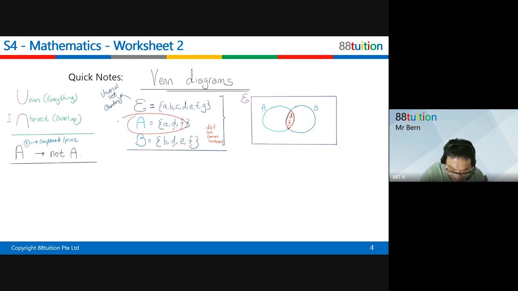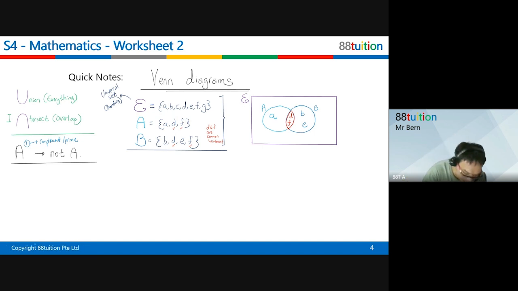For set A, there's A, D, and F. Where do you put the A? You have to put it down here. If you just look at this light blue circle, A, D, and F are still inside A. Correct. Now look at the dark blue circle. This dark blue circle must have B, D, E, F. Inside here, it really has B, D, E, F. And the D and F are overlapping.